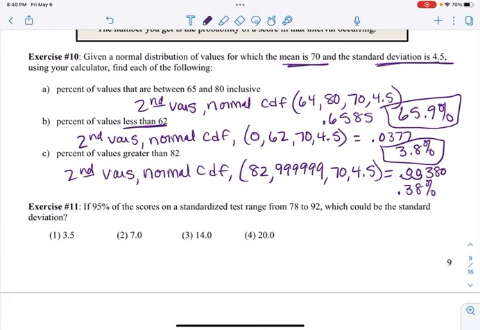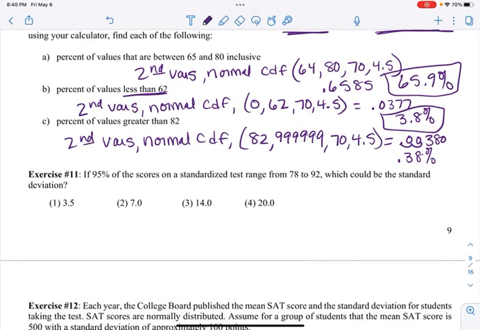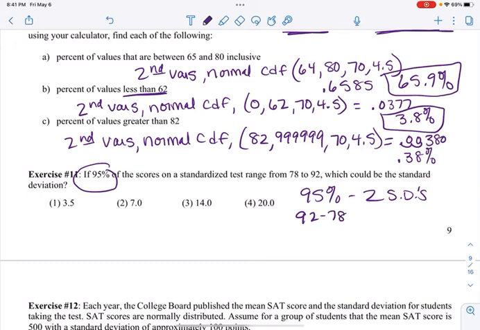If 95% of the scores on a standardized test range from 78 to 92, what could be the standard deviation? 95% is about 2 standard deviations, which is 2 standard deviations above the mean and 2 standard deviations below the mean. So I'm going to do 92 minus 78, and I did this one before. I divide by 4. So my standard deviation is about 3.5.